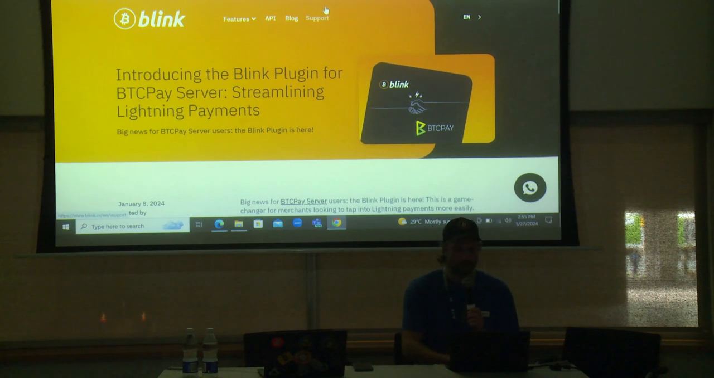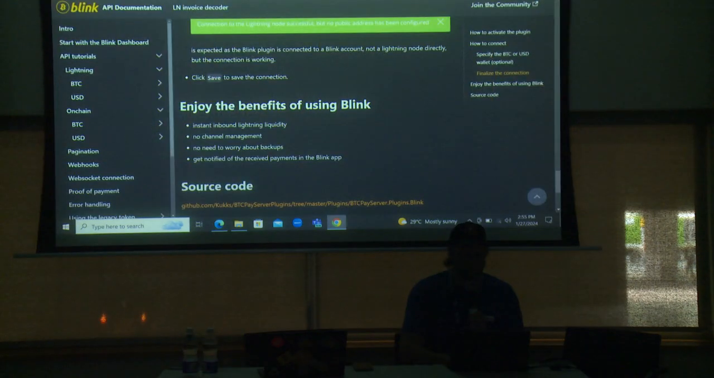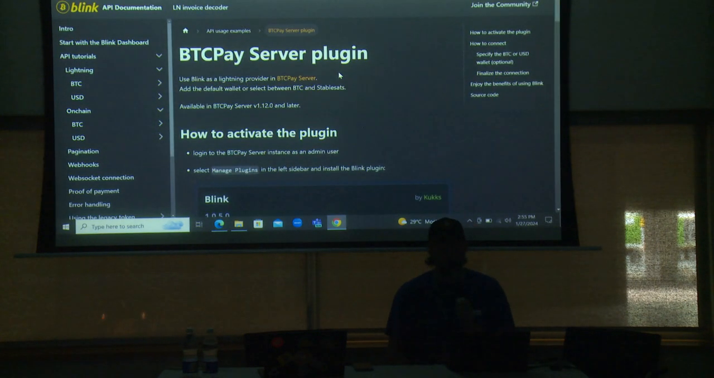There's a very high-level description that usually suffices. But if you need a more detailed step-by-step guide, then you can refer to the documentation here on dev.blink.sv. There's a section for API usage examples, and there's the BTCPay Server plugin. By the way, you can also connect your Blink API key to Alby, if you didn't know that. Alby registrations are invite only at the moment. So if you want to be able to use your Blink account to make and receive payments with a browser extension, Alby, you can use that in a similar way. There's another use case for that. But for this use case specifically, you can find all the information here.